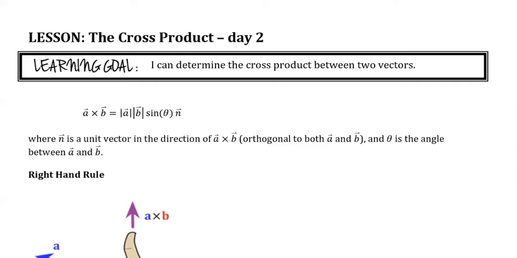So the n happens to be in the direction of A cross B, which is orthogonal to both. That's the direction. And the magnitude comes from the other part. So magnitude of A times magnitude of B times sine of theta is the magnitude, times this unit vector. When we took the learning goal up, we reminded ourselves what a unit vector is. And then, of course, theta, as it is with dot product, is the angle between A and B.